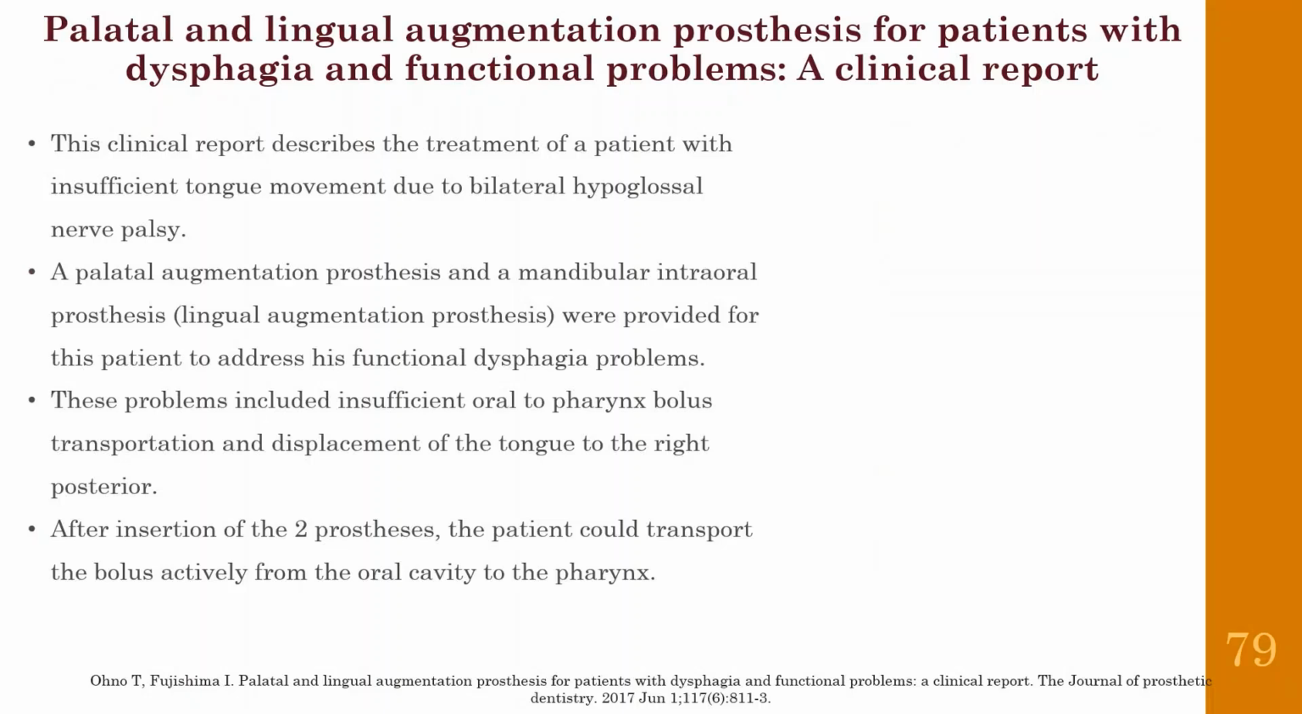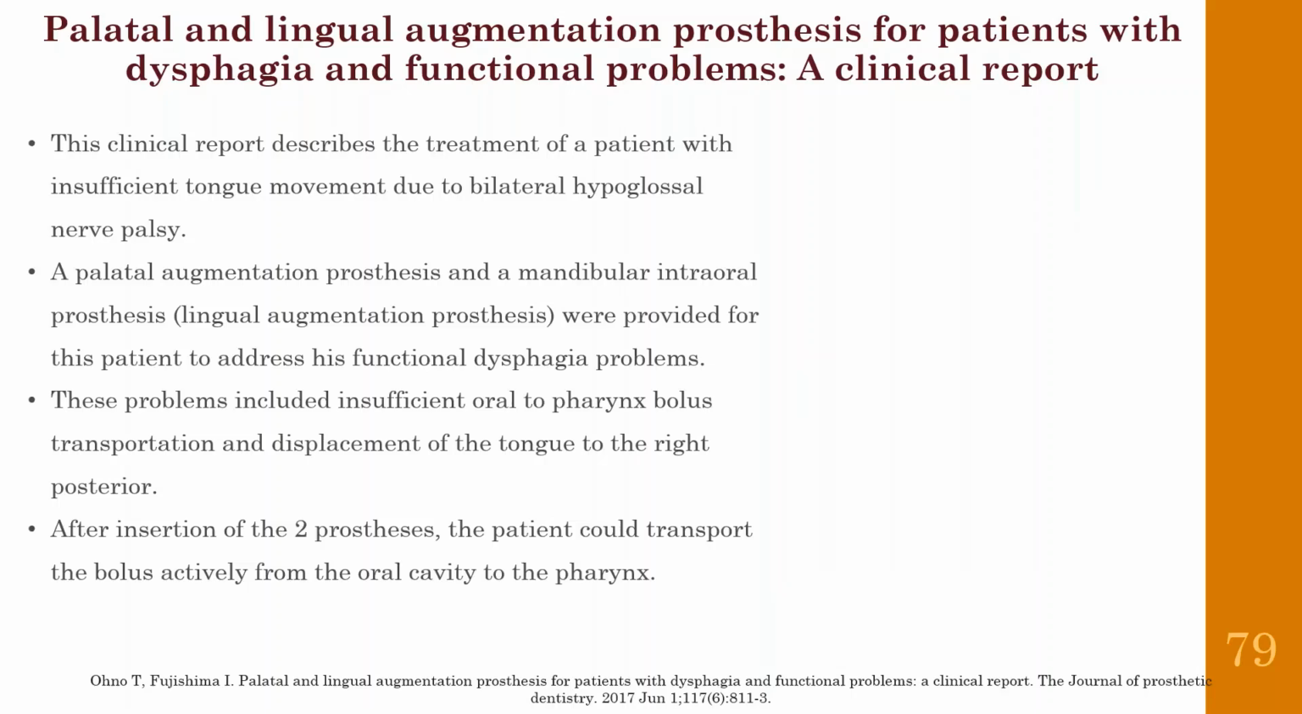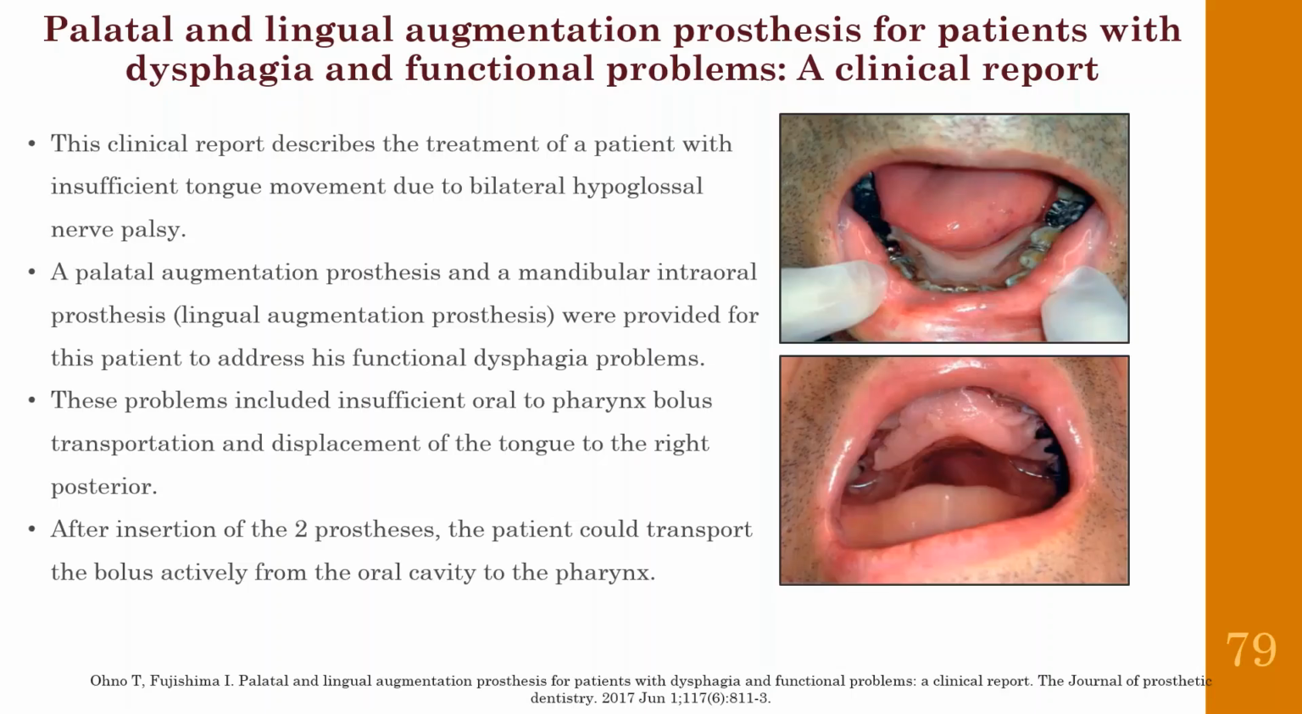Palatal and lingual augmentation prostheses for dysphagia and other functional problems: a clinical report. This clinical report describes the treatment of a patient with insufficient tongue movement due to bilateral hypoglossal nerve palsy. A palatal augmentation prosthesis and a mandibular intraoral prosthesis were provided to address his functional dysphagia problems. These problems included insufficient oral to pharynx bolus transportation and a displacement of the tongue to the right posterior. After insertion of the two prostheses, the patient could transport the bolus actively from the oral cavity to the pharynx.